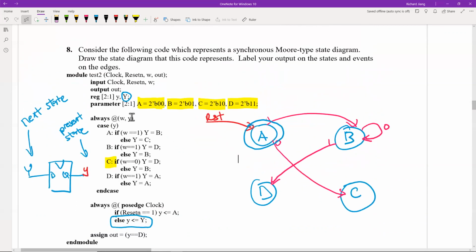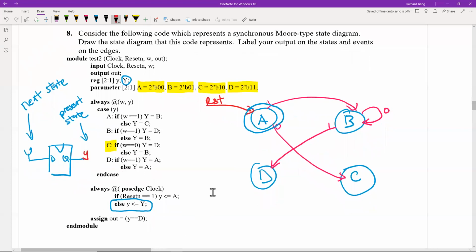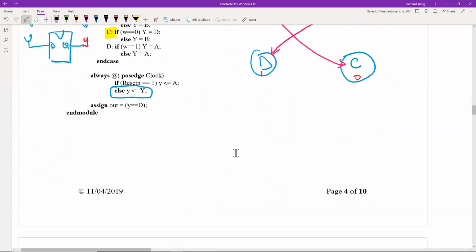Good. And one last thing here, you can see that the output assignment, we didn't do that yet. So this is saying output is equal to 1 if the current state is equal to D. So in here, we can quickly just say, when we're in this state, output's equal to 1. And in all these other states, the output's equal to 0, because they're not equal to D. Make sense? Yep. Okay, so now we'll move on.